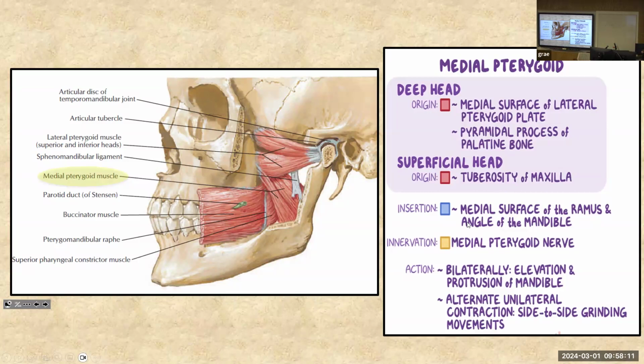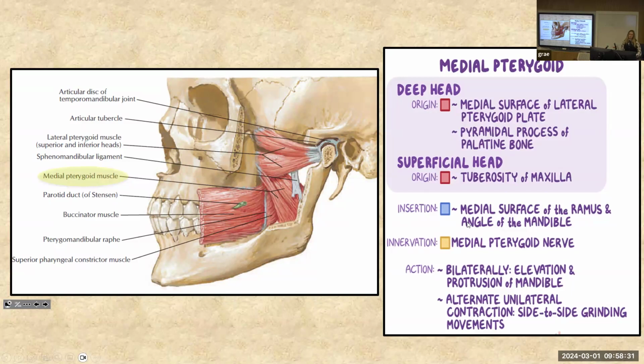So the lateral pterygoid plate has two sides. It has a lateral side and it has a medial side. And the lateral pterygoid muscle originates in part from the lateral side, and the medial pterygoid muscle originates in part from the medial side of that lateral pterygoid plate, okay?